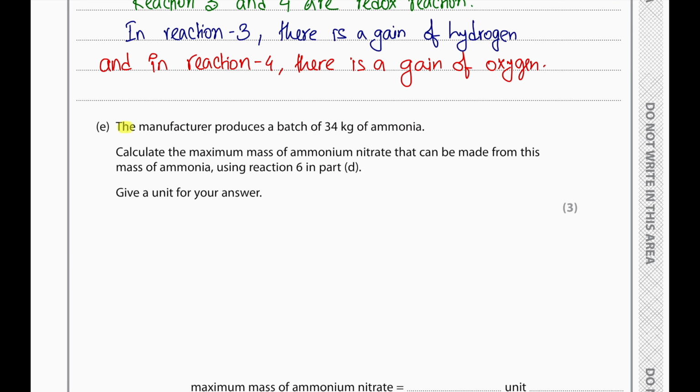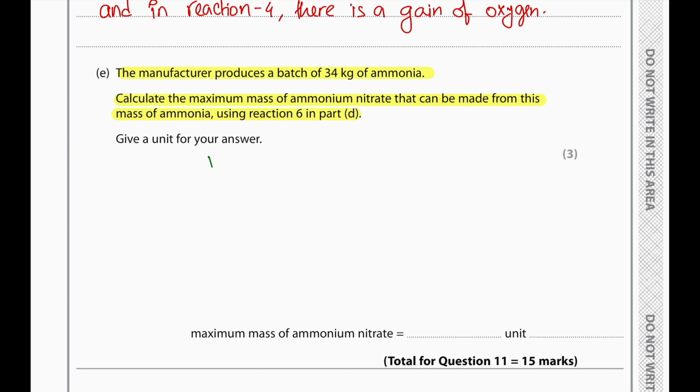The manufacturer produces a batch of 34 kg of ammonia. Calculate the maximum mass of ammonium nitrate that can be made from this mass of ammonia using reaction 6 in part D. So we can only use reaction 6. To do this particular answer, at first we're going to write down the reaction of ammonia reacting with nitric acid to produce ammonium nitrate. And we will find out that the reaction is a 1:1:1 ratio.